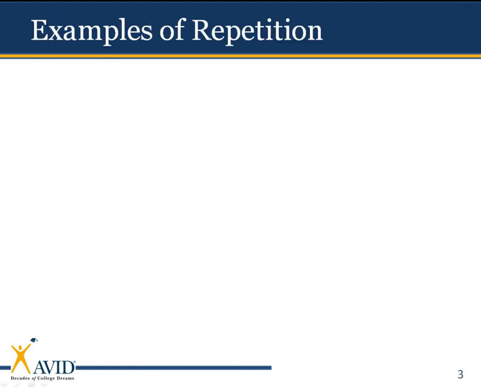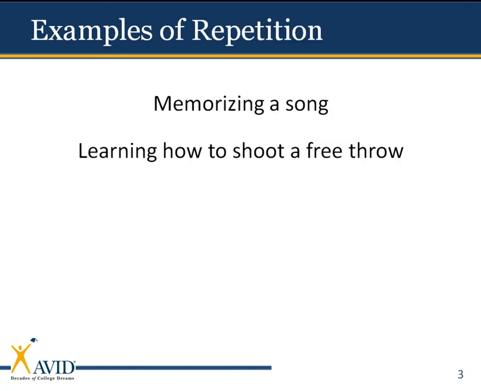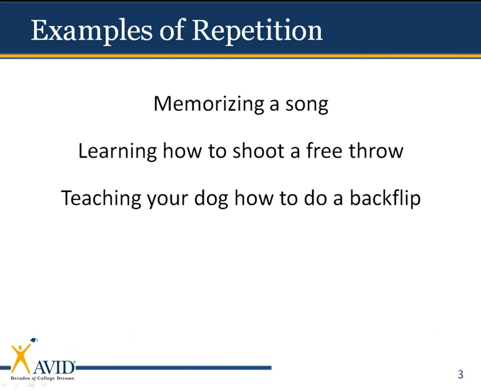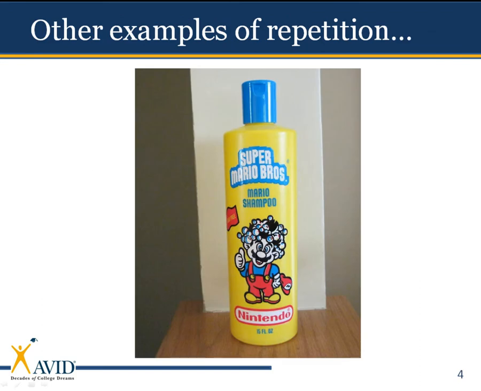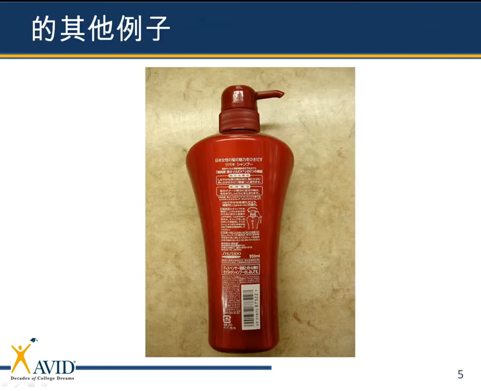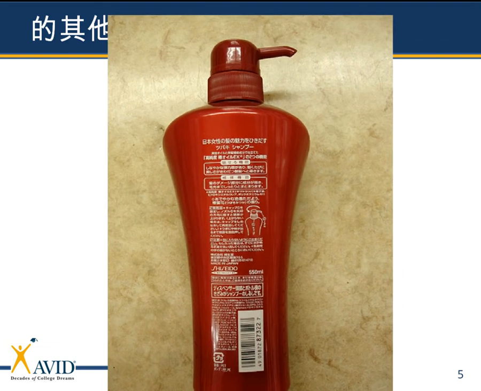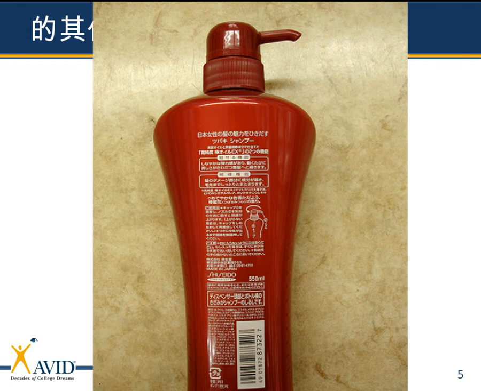So why is this the word of the day? Well, what are some examples of repetition in our life? Maybe if you're memorizing a song, maybe if you're learning how to shoot a free throw, maybe you're trying to teach your dog how to do a backflip, or maybe if you are getting ready for a test. All of those are examples of things that you learn through repetition. One more example, hopefully most of you wash your hair. Maybe some of you use Super Mario Brothers shampoo like I do. If you flip that shampoo over to the back, you're going to see instructions right there that say wash, rinse, repeat. Don't blame me if you can't read Chinese.